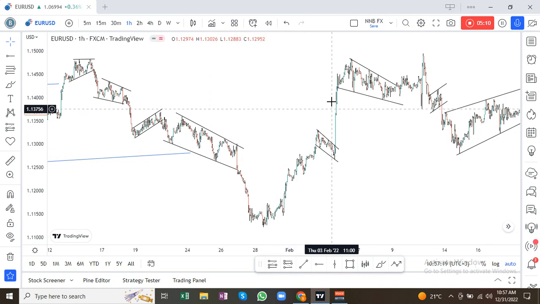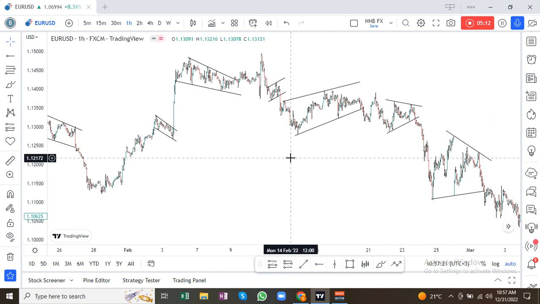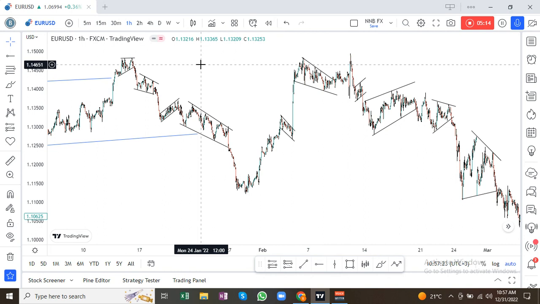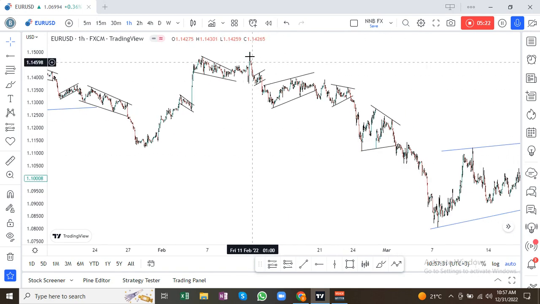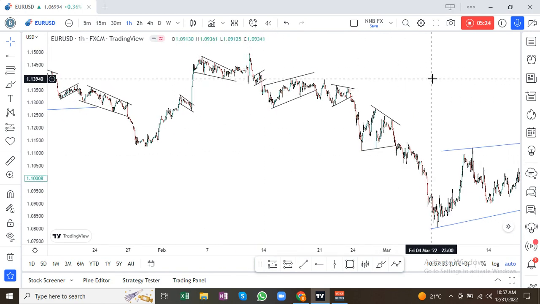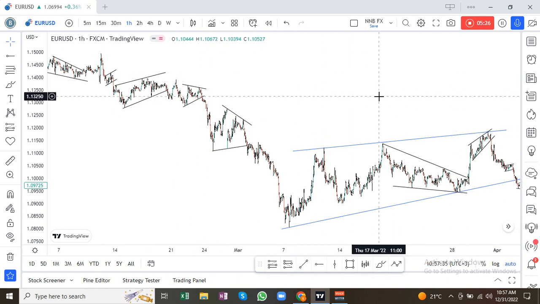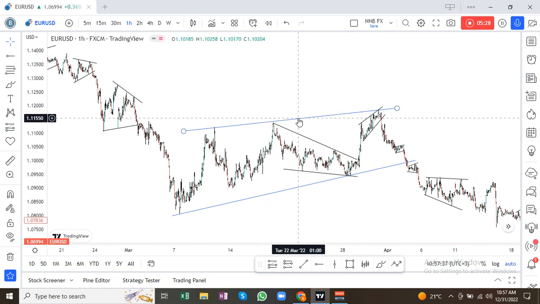Impulse up, corrected, impulse, corrected, it changed direction again. It went back down after forming the double top up here. It changed the direction again. It impulsed, corrected, and that's basically how the markets move.